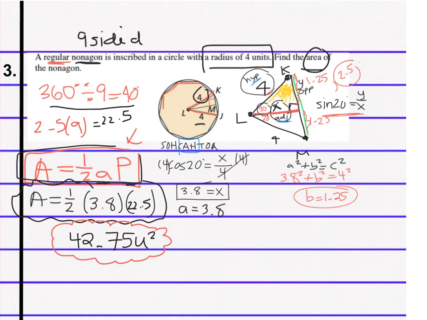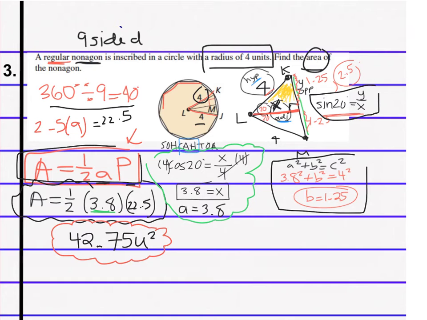We found the apothem first, this x first, by doing cosine of 20 equals x divided by 4. We solved that for x. We got 3.8. We put that in right here for our apothem formula. For finding perimeter, we found one side length. I used the Pythagorean theorem. You could also have used sine of 20 equals y over x. Then lastly, we put that all into our area formula, and we found our final overall answer, which was 42.75.